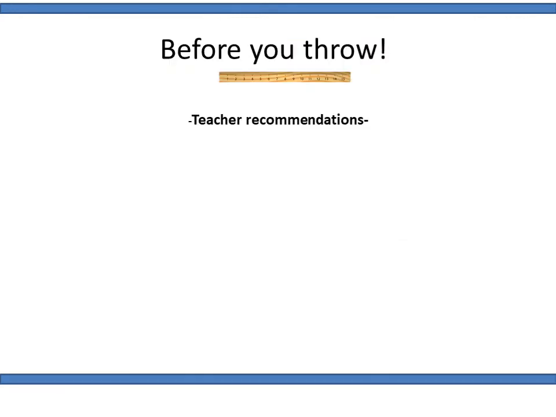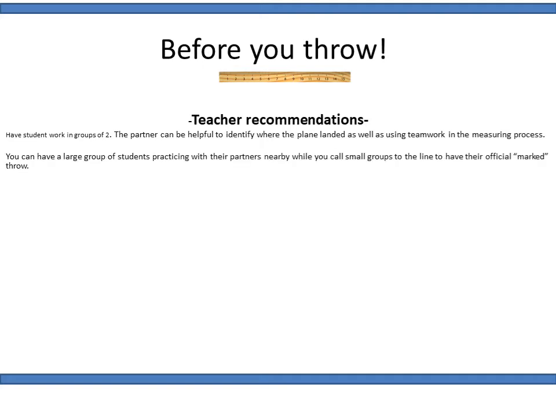Before we begin, here are a few recommendations for teachers. First, have the students work in groups of 2. The partner can be very helpful in identifying where the plane landed, as well as using teamwork in the measuring process. You could, if you would like, have a large group of students practicing throwing the airplanes with their partners nearby while you call small groups to the line to have their official marked throw, as opposed to having a whole group throwing at the same time.